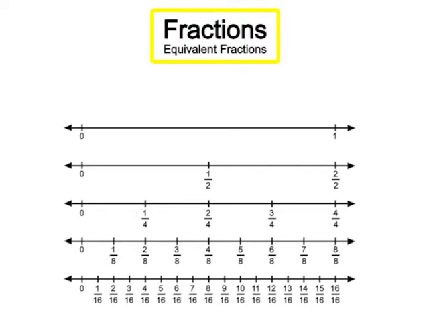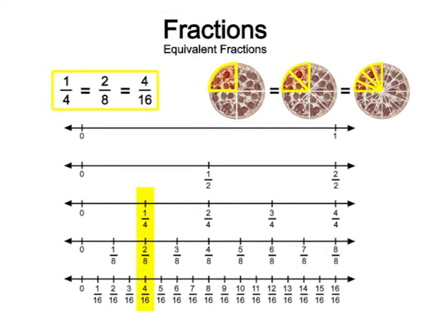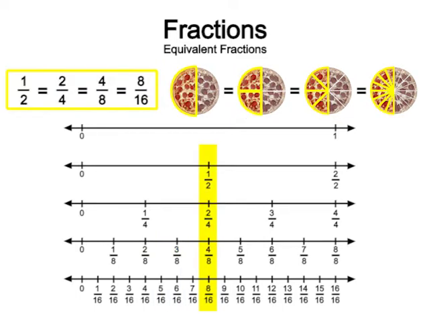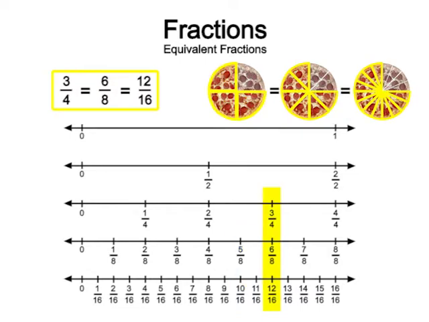Equivalent fractions have the same value even though their number or illustrations may look different. Equivalent fractions are fractions that are the same or equal. This number line illustrates the relationship between fractions of different values. Fractions that are vertically aligned are equivalent.